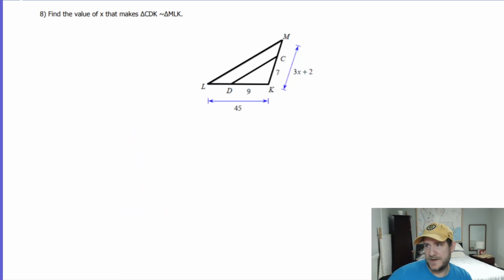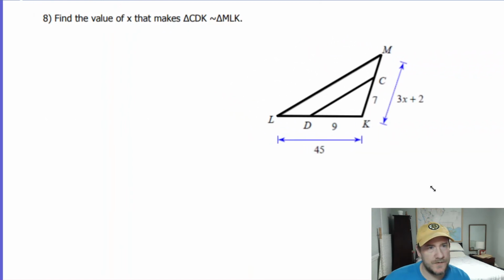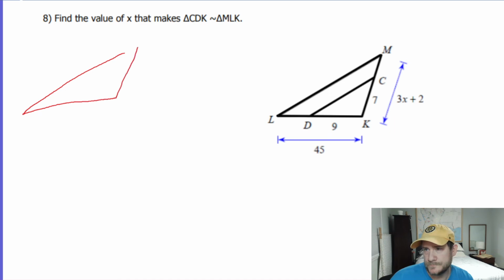For number 8, I see 2 triangles again that really want to be pulled apart and relabeled. So let me make things bigger. I suggest that you pull out the larger triangle and you pull out the smaller triangle. The small triangle is pretty easy. I see the 9 and the 7. The bigger triangle is easy too, because they're actually giving you the measurement of the whole side. So that's 45. And this whole side is the expression 3x plus 2.